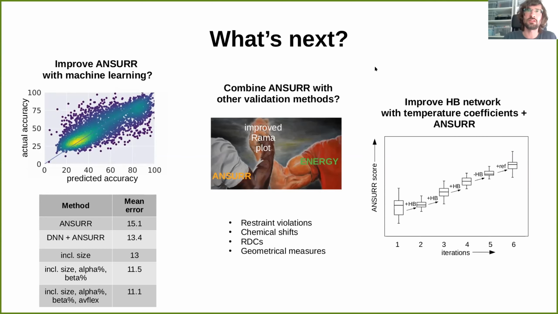Mariam has also found a rather nice way to combine ANSURR, temperature coefficients and CYANA to improve the hydrogen bonding network in structures. And what's nice here is we see improvements in ANSURR score as we add hydrogen bond restraints, but also as we remove those that we have less confidence in before we go on to refine.